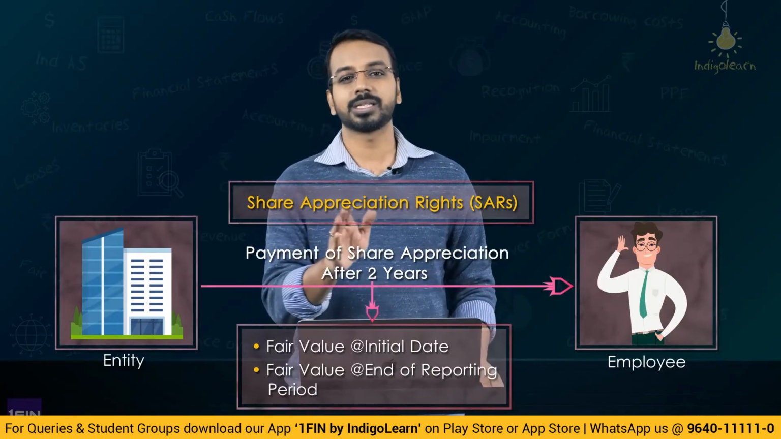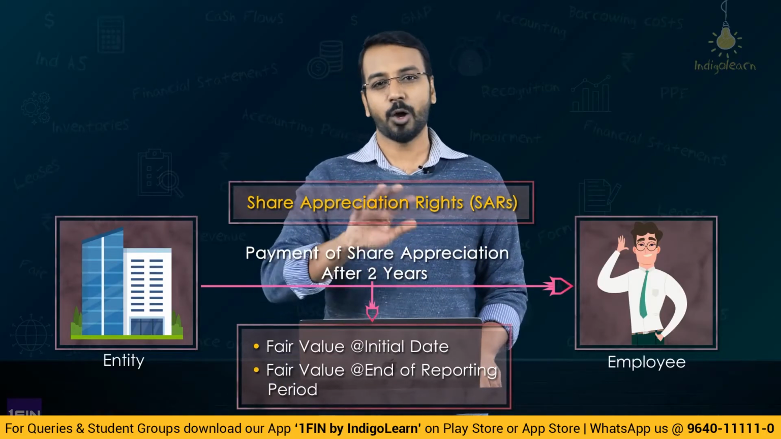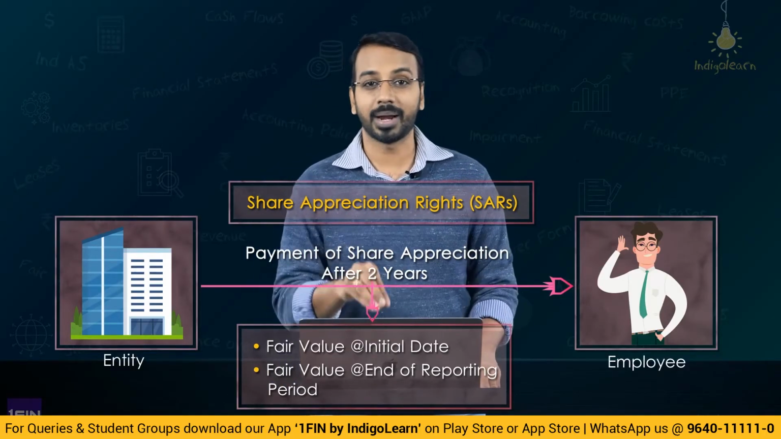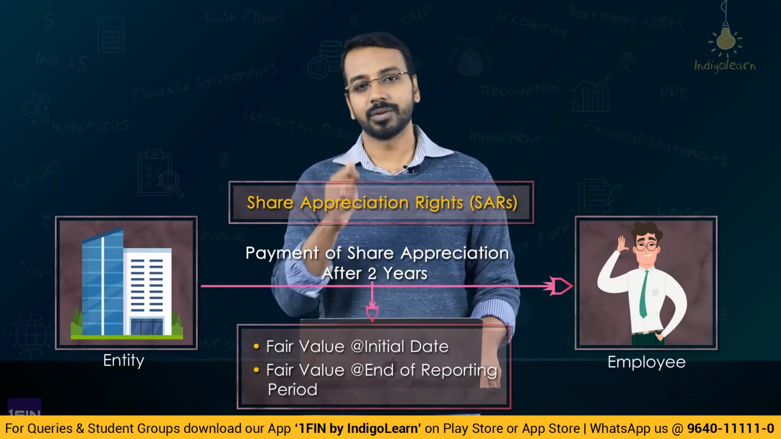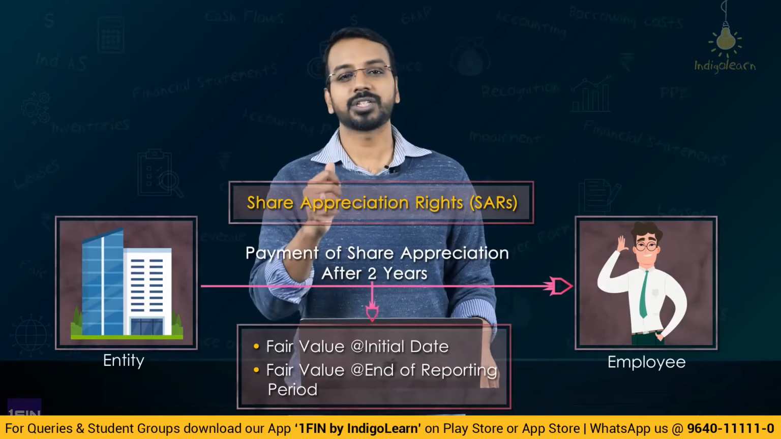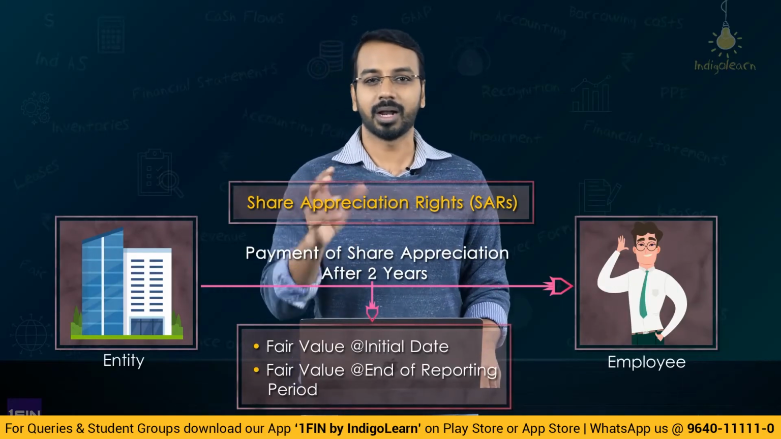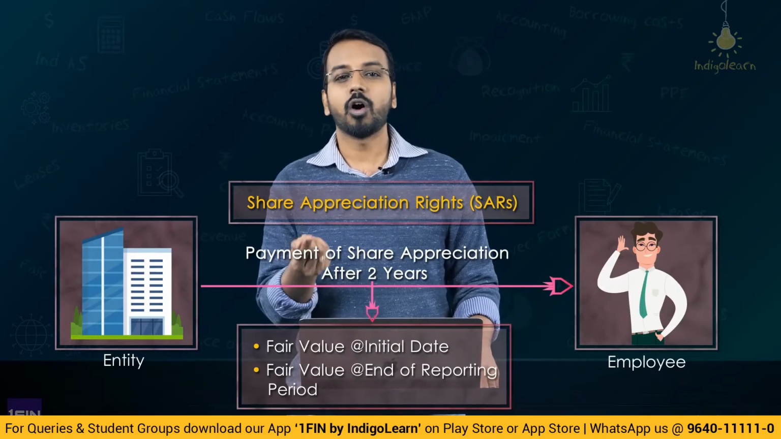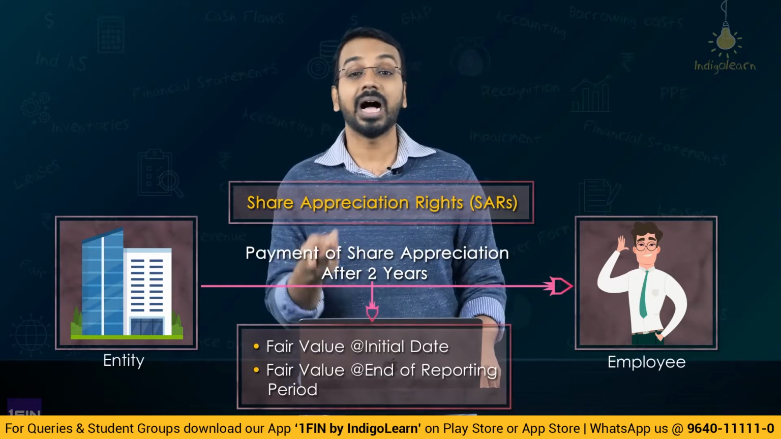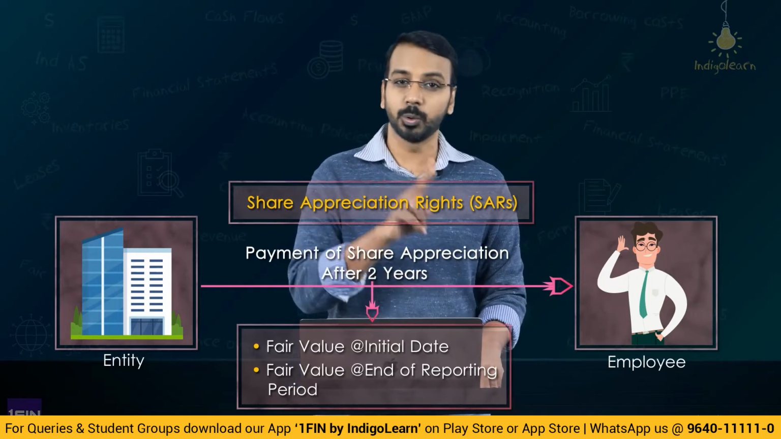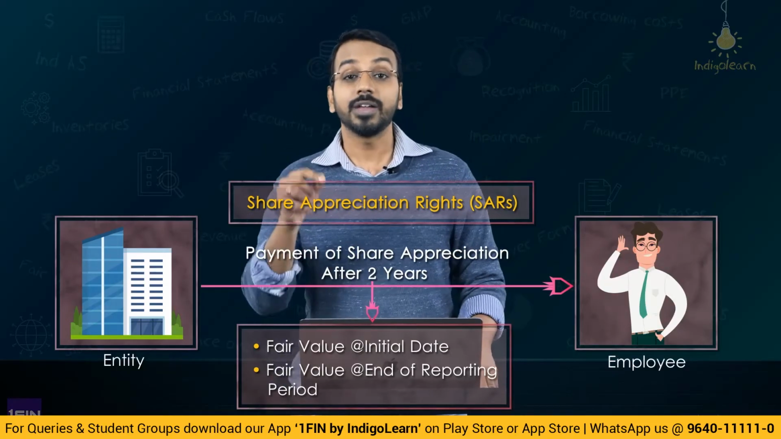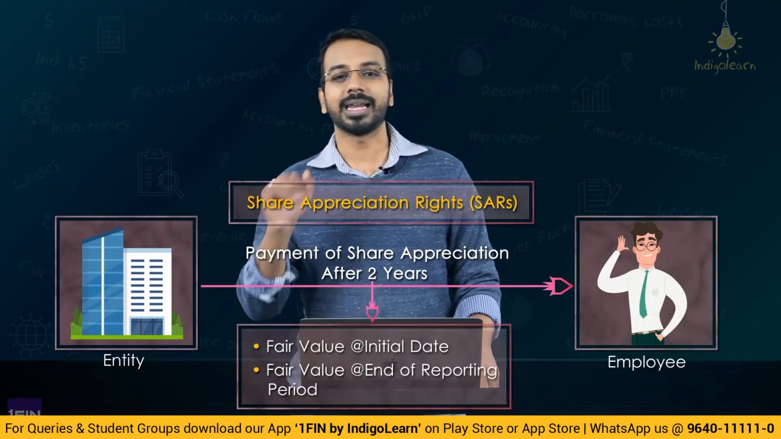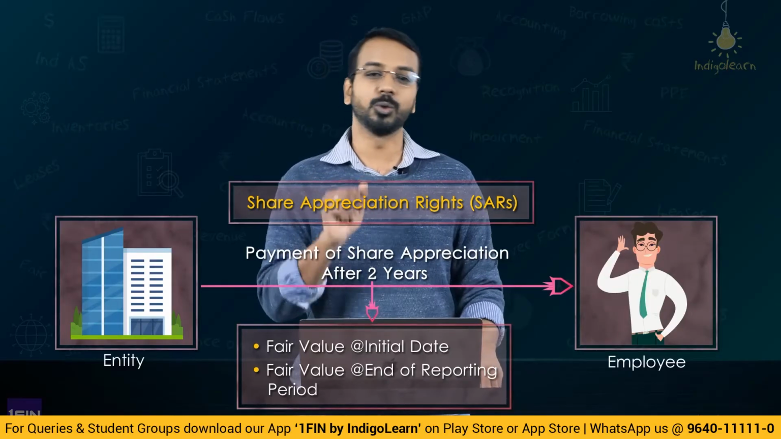That will be done using some option pricing model. Again, option pricing model is not required to be applied in the questions. The question will tell you what is the fair value. So when I say that the fair value of a share appreciation right is, say for example 100, what I am telling is, for the payment that I will be making after 2 years from now, the fair value of that payment is 100 as of today, and based on that we will do the accounting.